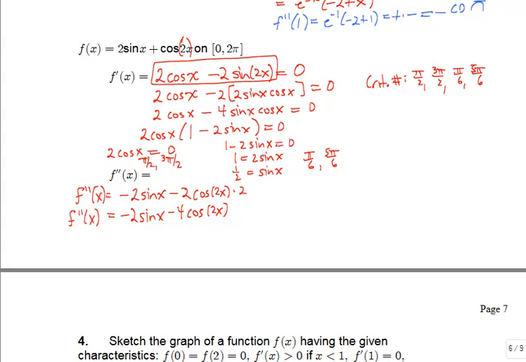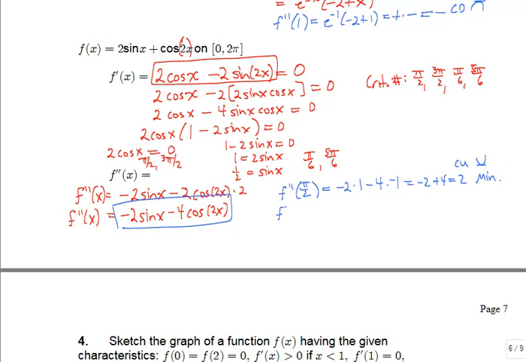If we plug in this first critical number, pi over 2, into this second derivative right here, we're going to get a minus 2 times sine of pi over 2. Sine of pi over 2 is 1. Minus 4 times cosine of 2 times pi over 2. 2 times pi over 2 is pi. Cosine of pi is negative 1. So we're going to get a minus 2 plus a 4, which is 2. And since that's positive, that means we're concave up, so we're that U shape. That means we have a minimum.